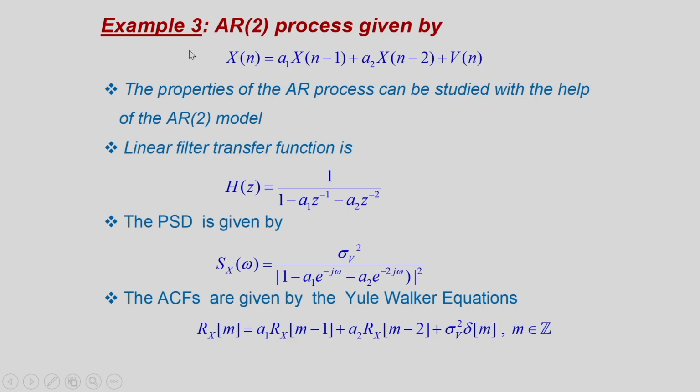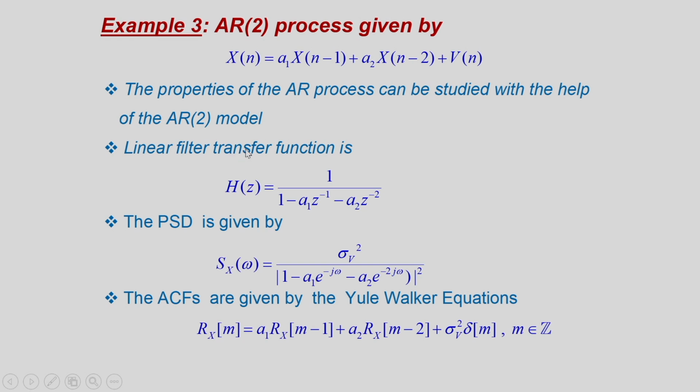We will consider another example, that is the AR(2) process given by x[n] is equal to a1 x[n minus 1] plus a2 x[n minus 2] plus v[n]. This is a very good example. The properties of AR processes can be studied with the help of this model.